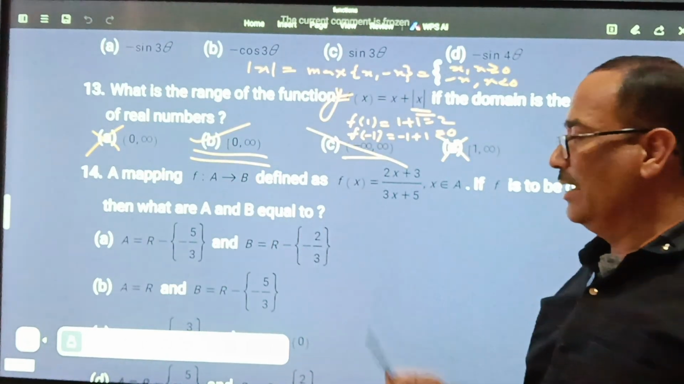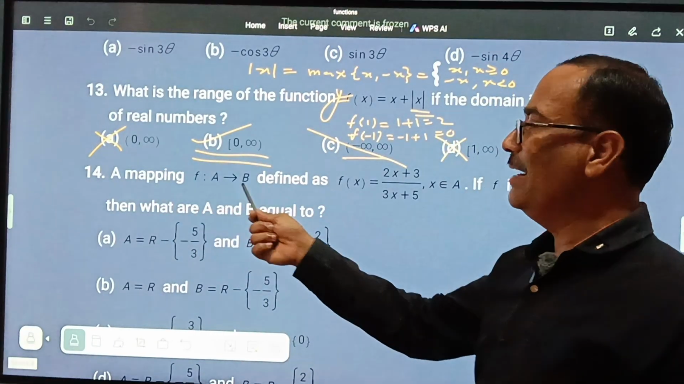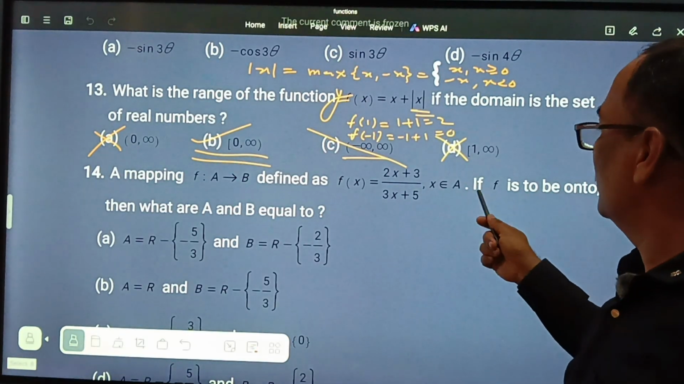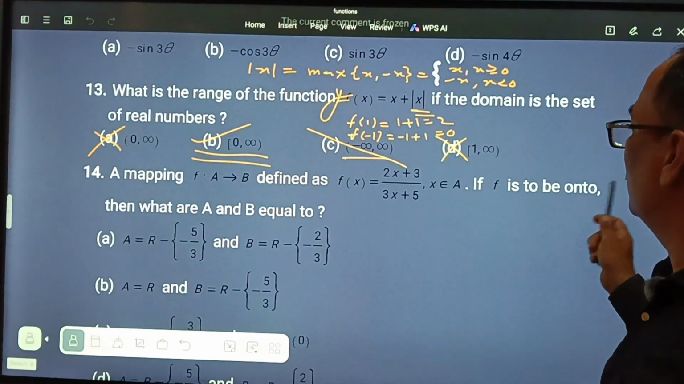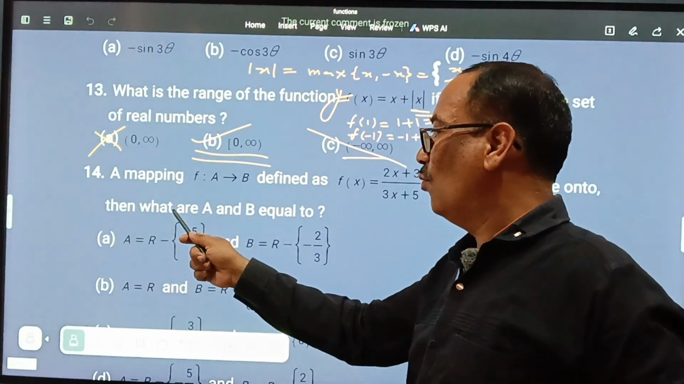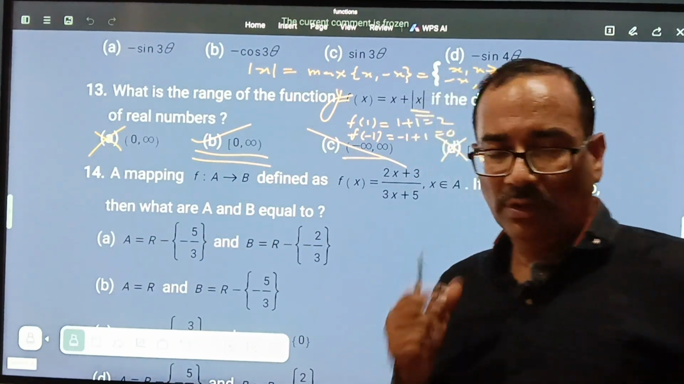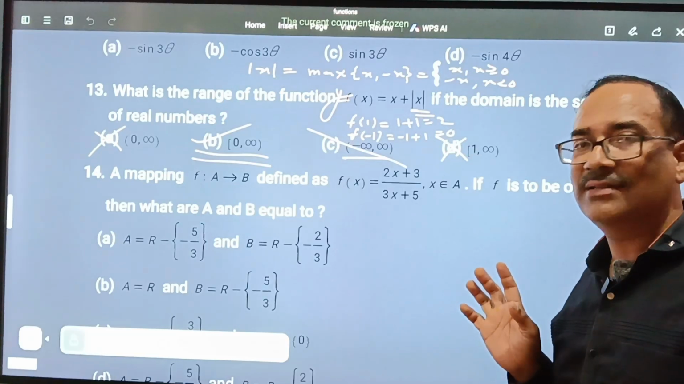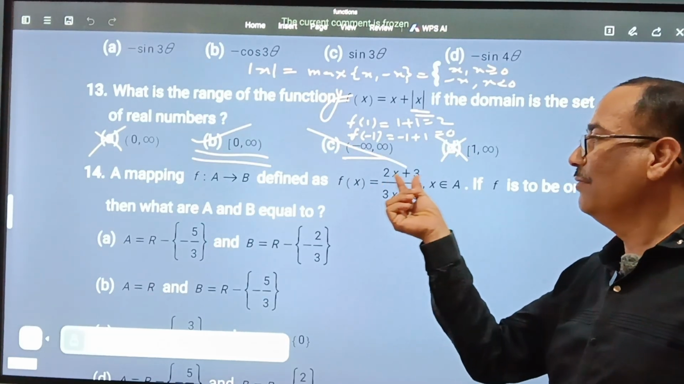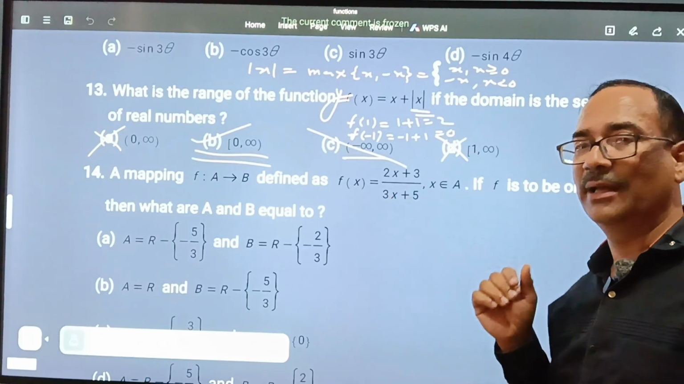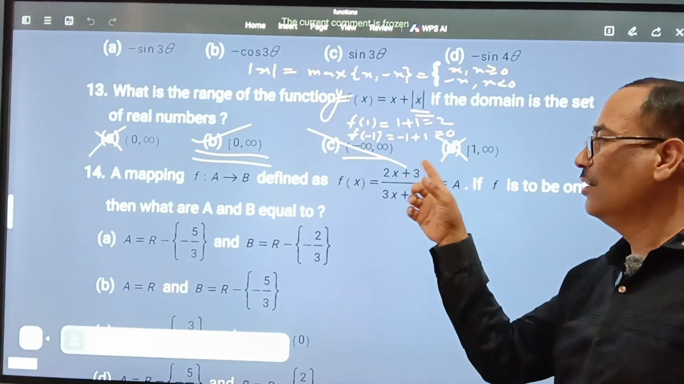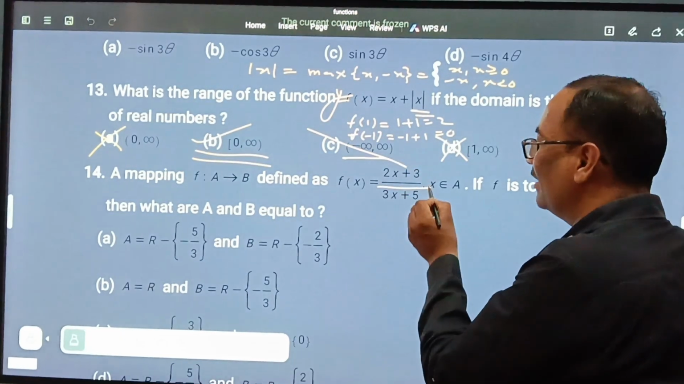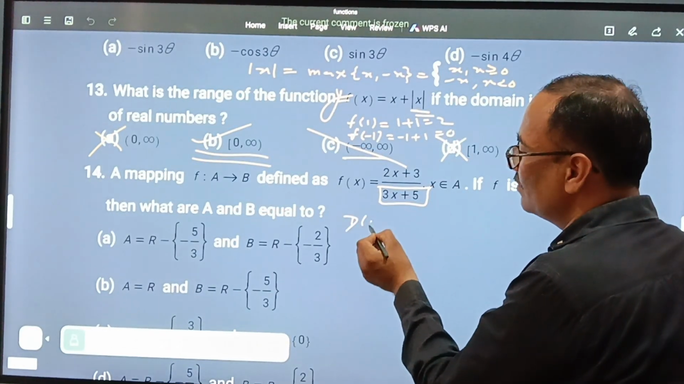Now we can take another question for you. A mapping f is defined from A to B, defined by the function where x is an element of A, and f is to be onto, then what are A and B equal to? First of all, we have to find the domain of this function. This is a rational function. A rational function is a function equal to polynomial upon polynomial, and we know very well the denominator is never equal to 0. Hence the domain of this function is what?